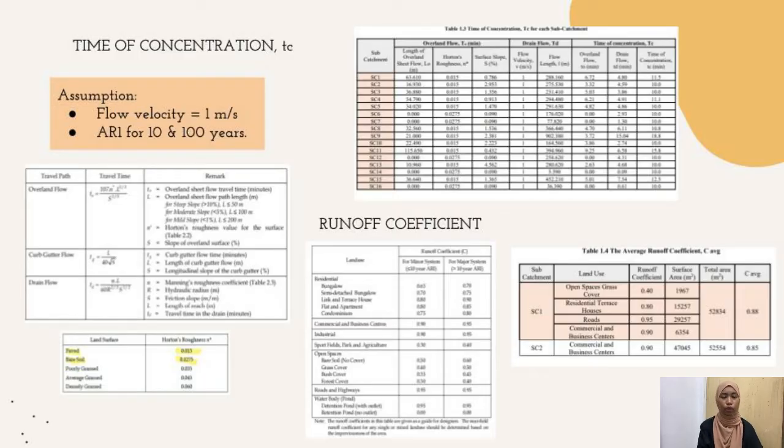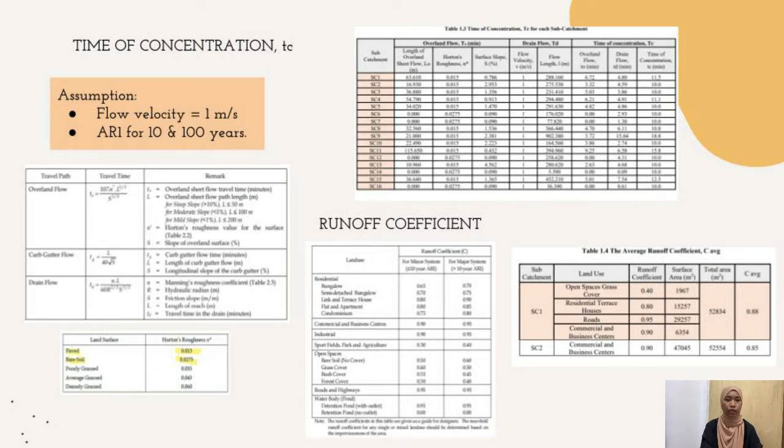Next, to determine the value of the final result, we must calculate the time of concentration, TC. So, the time of concentration for urban catchment or PEF surface can be calculated by referring to the guidelines in MASMA, as shown in the table. So there are a few assumptions that have been made to calculate the time of concentration. Number 1 is flow velocity is equal to 1 meter per second. Number 2 is the return period is for 5 and 100 years.